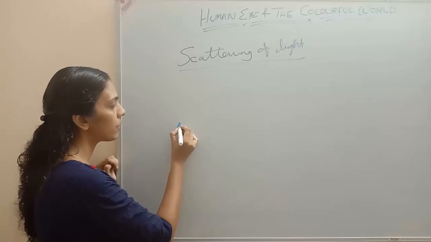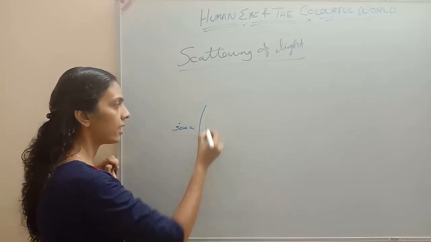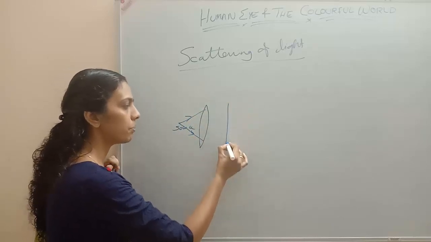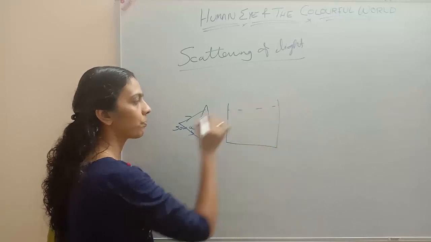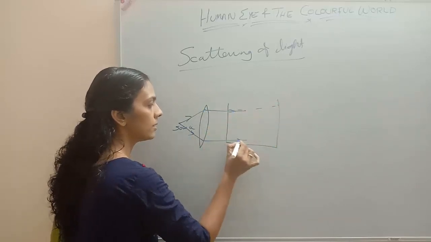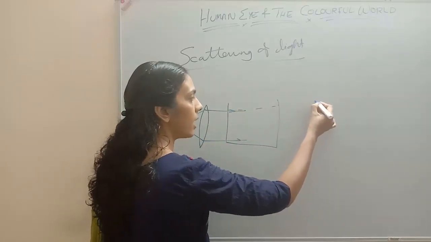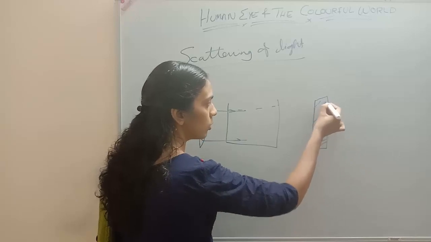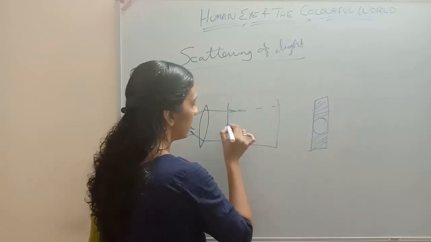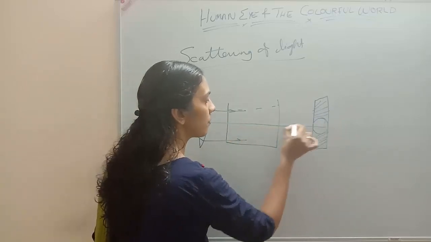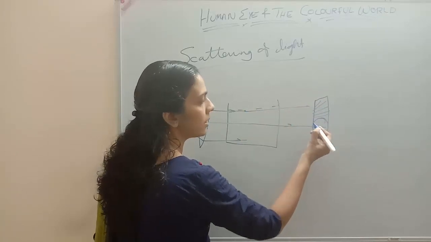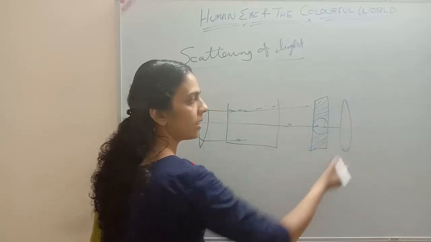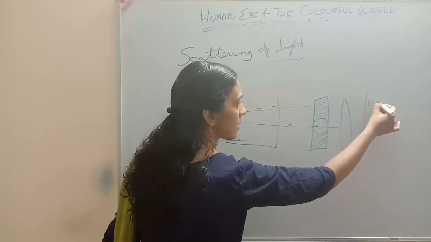See here, I am keeping one source of light and one convex lens, and the light from the convex lens will be falling like this. Here I am keeping a beaker which has clear water. The light ray will pass through this, and here again I am keeping a wooden screen with a hole. The light ray will pass through the hole, and again be incident on a lens.